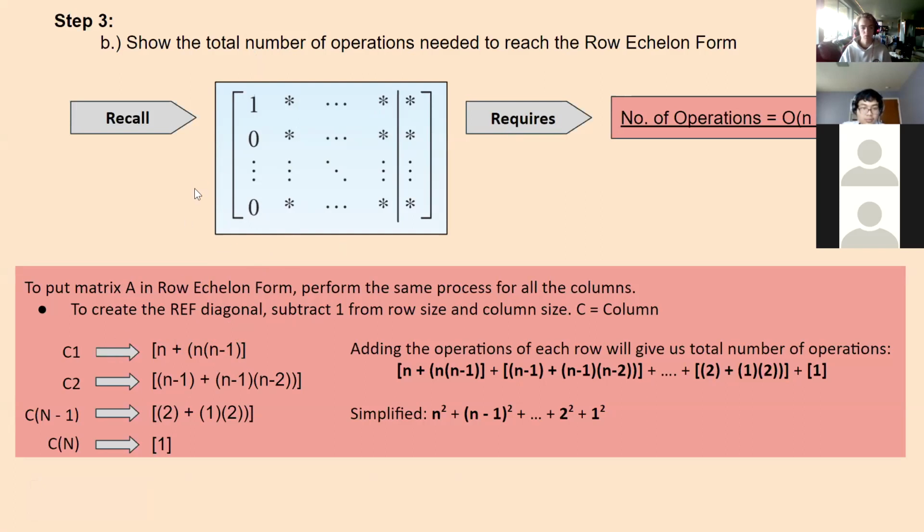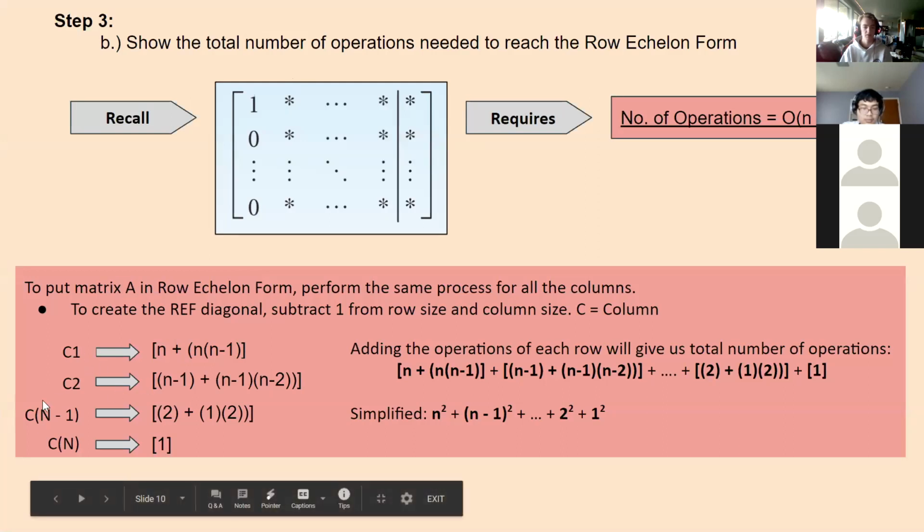For column 2, we reduce the number of operations by 1 to create the diagonal. So it follows that all the way to column n minus 1 is 2 plus 1 times 2. And then finally, the nth column is 1 operation. So the summation of that is this expression. Simplified, it is n squared plus (n minus 1) squared, etc., to 1 squared.